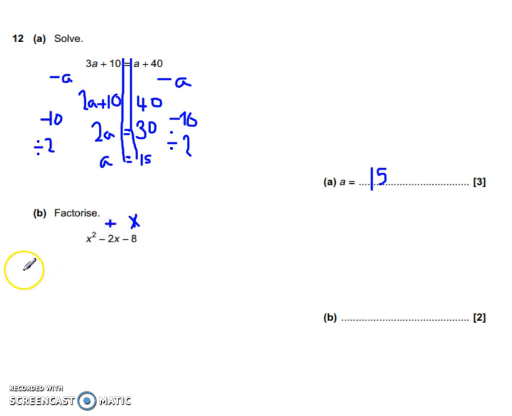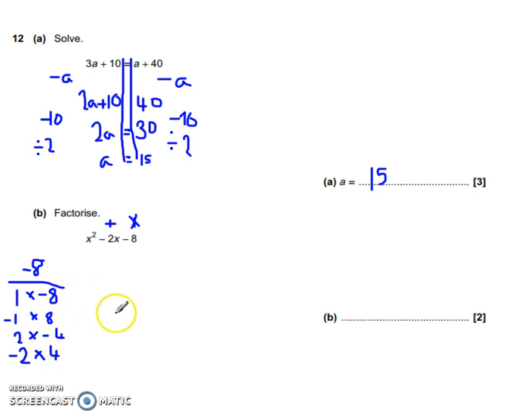So let's look at the factors of minus 8. We have, you can do 1 times minus 8. You can do minus 1 times 8. And then we can also do 2 times minus 4. And minus 2 times 4. Now, those are all our factors of minus 8.